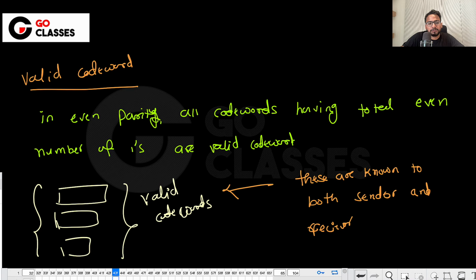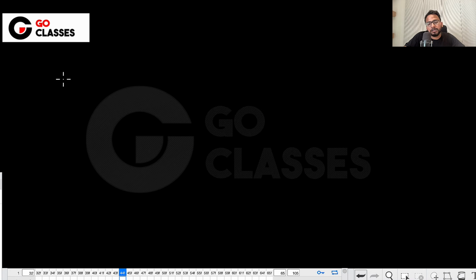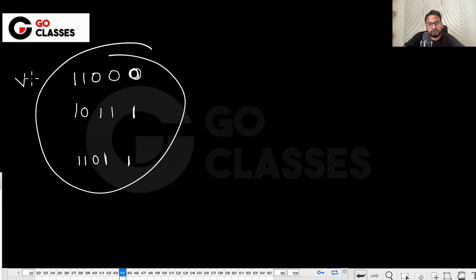Now suppose these are the valid code words: 1100. Then the total number of ones should be even. So let me add 01011, and then let me add 11101. Suppose these are the set of valid code words, which are known to both sender and receiver, right?